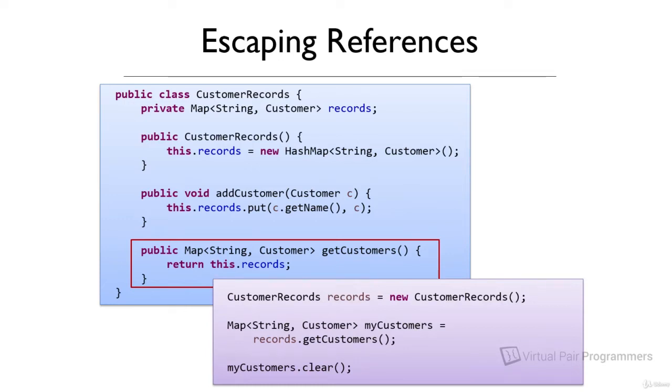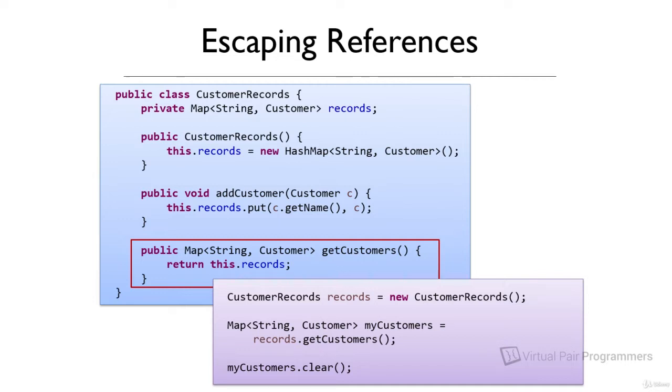So how do we get around escaping references? Well, the first point to note is that references can only escape if we have methods that are returning a pointer to an object. In this instance, the getCustomers method is returning a pointer to the map. So what we're going to have to do is look for ways to avoid returning pointers to existing objects.